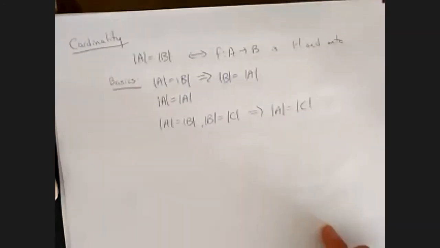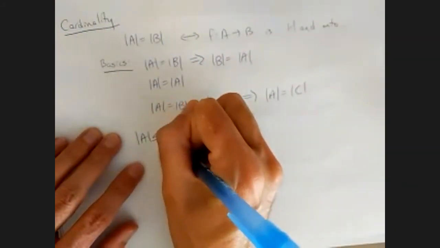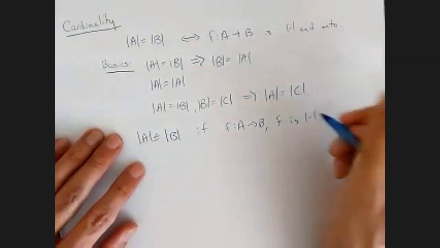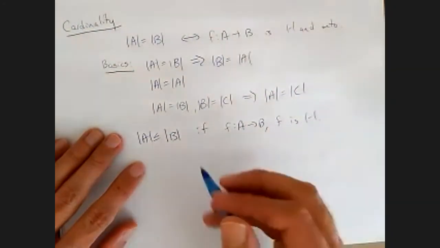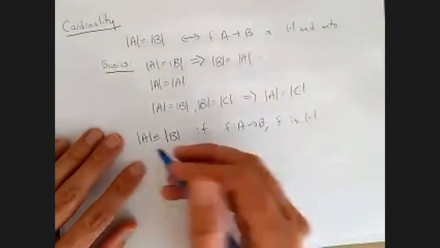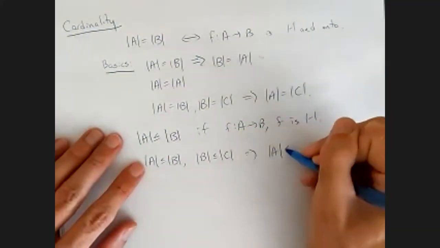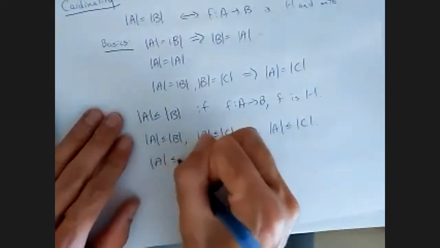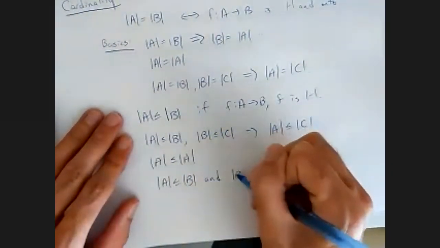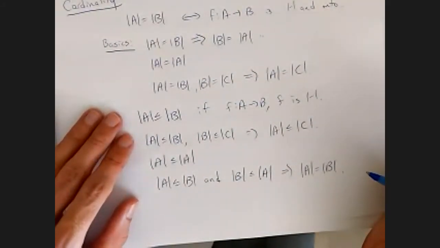But then we can also say what it means to have cardinality less than or equal to, and that's if there's a one-to-one function f from A to B. We didn't show this one, but we show cardinality of A less than or equal to cardinality of A. And we also showed anti-symmetric, and this was a major theorem called the Cantor-Schroeder-Bernstein theorem.